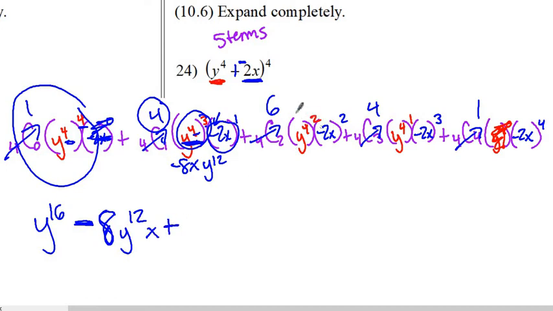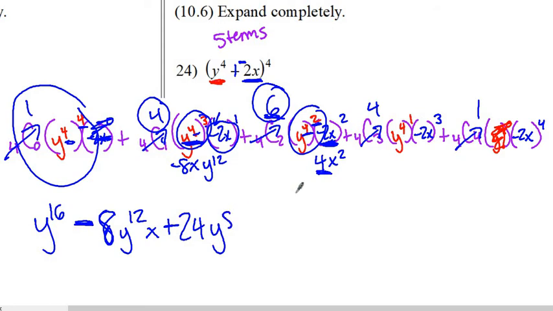Next one will be positive. We're going to have 6 times negative 2x squared. Negative 2 times negative 2 is 4, and x to the second is just x to the second. So 6 times this 4 will be 24. The y is going to be 4 times 2 is 8, and then that x is just x squared. Next one following our pattern should be negative. We have 4 times y to the fourth, and then this thing, negative 2 to the third is negative 8, and x to the third is just x to the third.